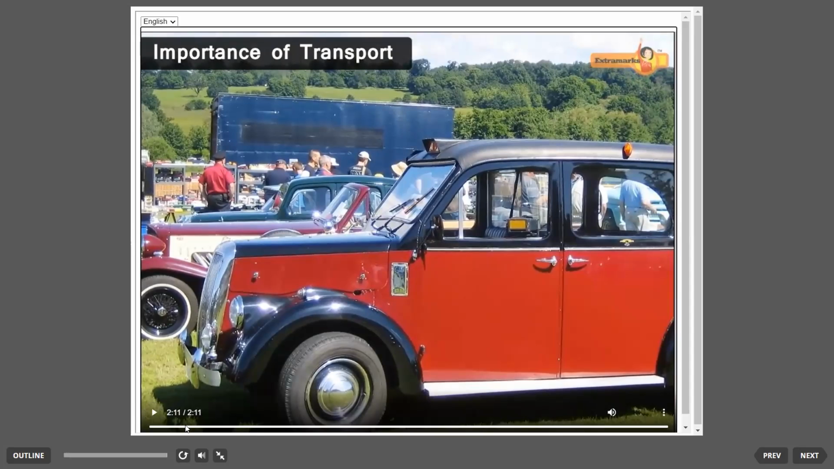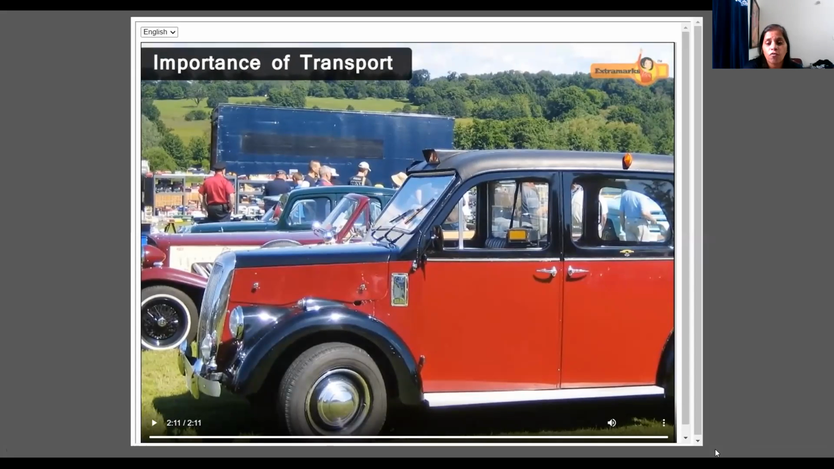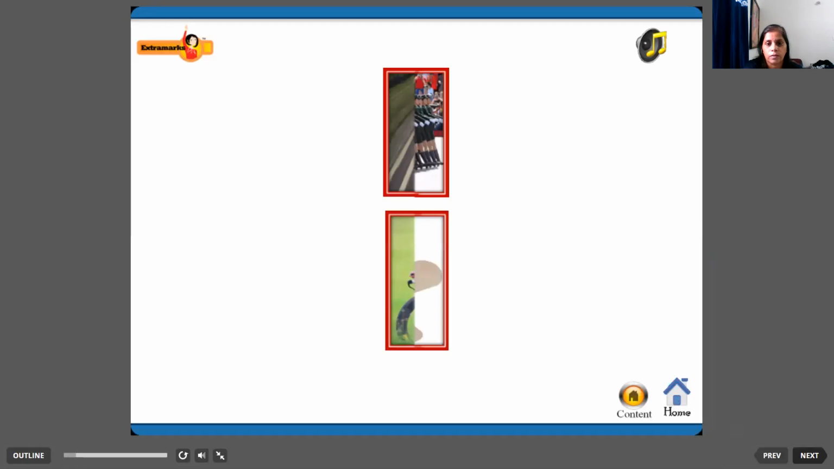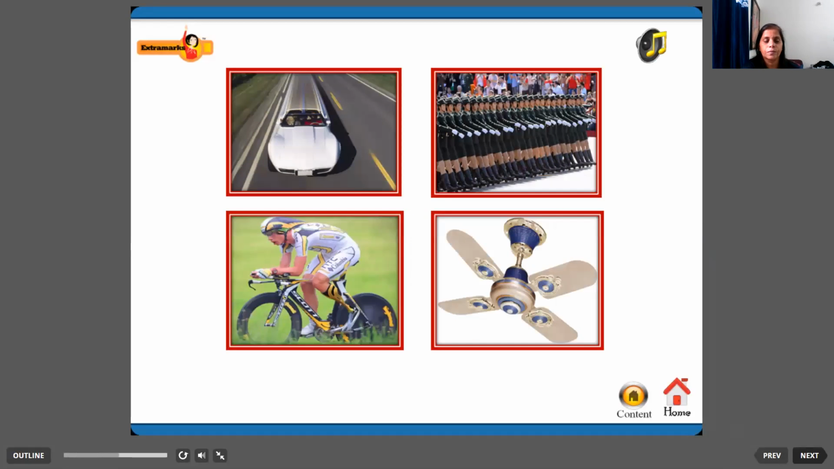Now we will see why there is a need for measurement. Why do we need measurement? Do the objects shown in the above images exhibit similar kinds of motion? No. We can see that this car is moving in a straight line. The soldiers are marching in a straight line. This cyclist is going in a straight line, while the fan is exhibiting rotatory motion. We will study all that in detail.